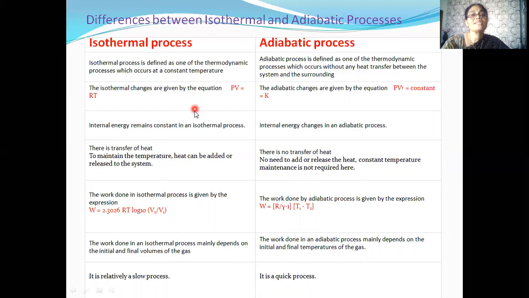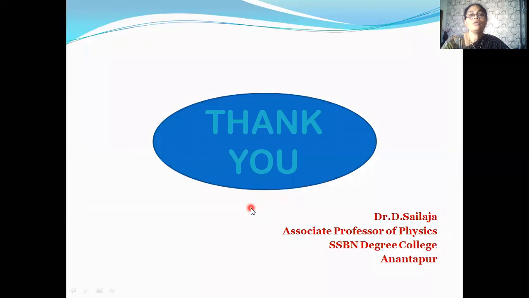So we have just seen the differences between isothermal and adiabatic processes. Hope you understood what isothermal and adiabatic processes are, examples of isothermal and adiabatic processes, and how to calculate the work done in isothermal and adiabatic processes, both by graphical method and analytical method. We have also come across the differences between the isothermal and adiabatic processes.